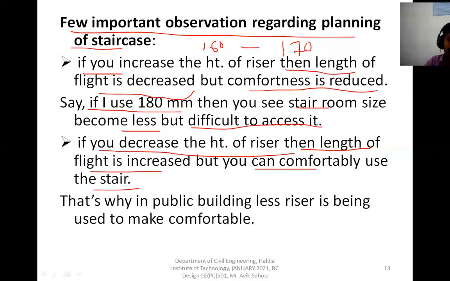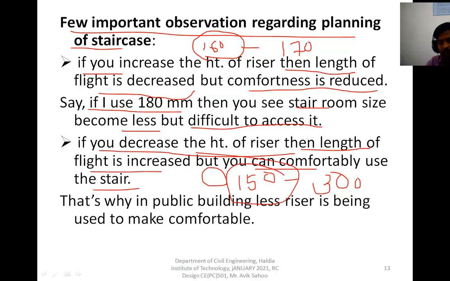So that's why the standard dimensions are used to make it comfortable, because 160 for residential is comfortable. In public buildings 150 is comfortable for the riser, and the tread width is 300 because a lot of people are using the staircase. So that's why these dimensions are used. This is a riser and 300 is the tread.